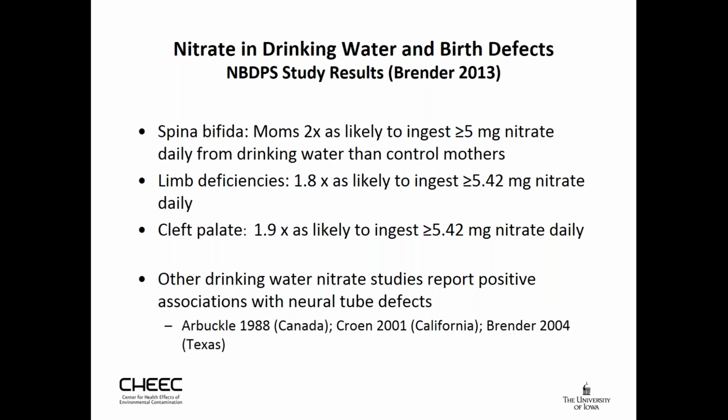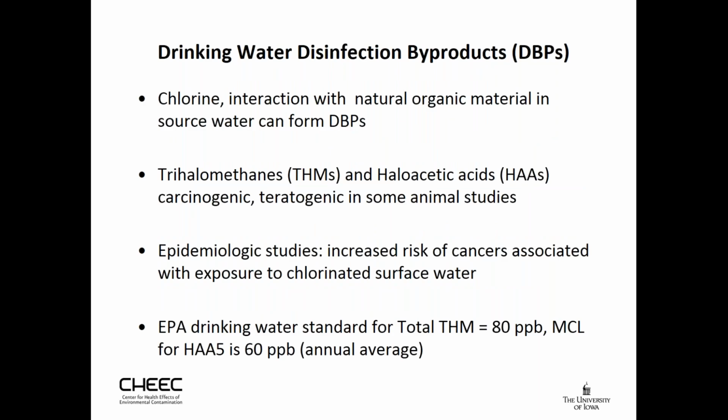from drinking water and also from the drugs. The diet information did not really show any connection with birth defects, but that nitrate is also related in these studies to birth defects. Other studies on drinking water nitrate reported positive association with neural tube defects like spina bifida. And you can see there was a Canadian study, a California study, and another Texas study that reported those associations.